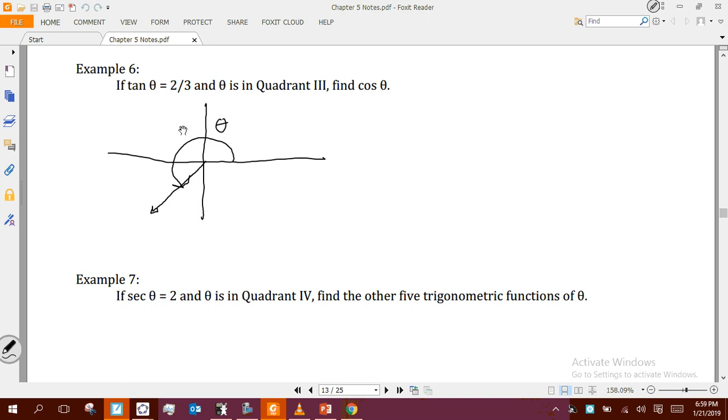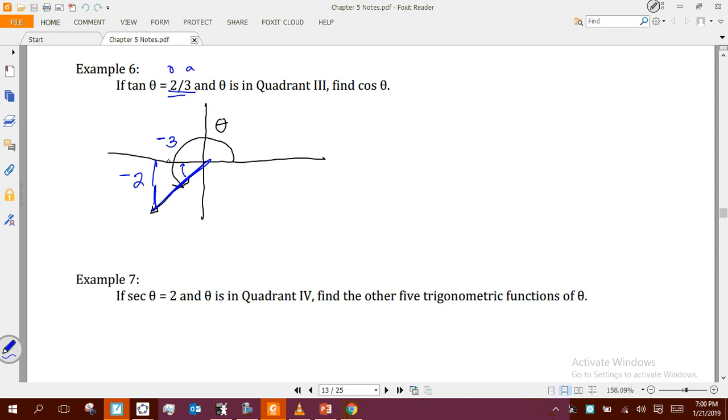But what I do know, if I were to draw this picture right here, obviously that's going to be your reference angle, but it's saying tangent is equal to 2/3. Well, tangent is opposite over adjacent. So the opposite side would be 2, and this side would be 3. Now understand that that's negative and that's negative because we're in the third quadrant. And that hopefully makes sense to you. Negative divided by negative should change to a positive.